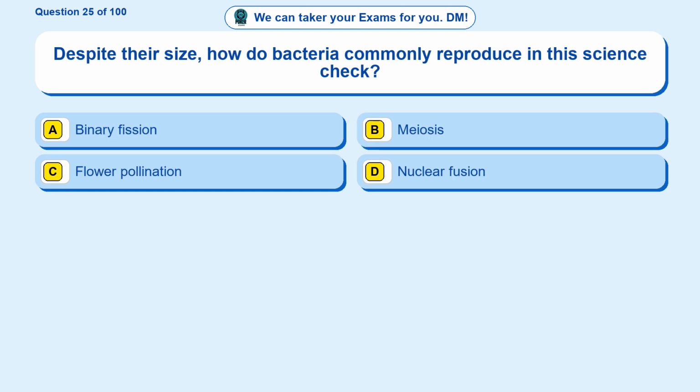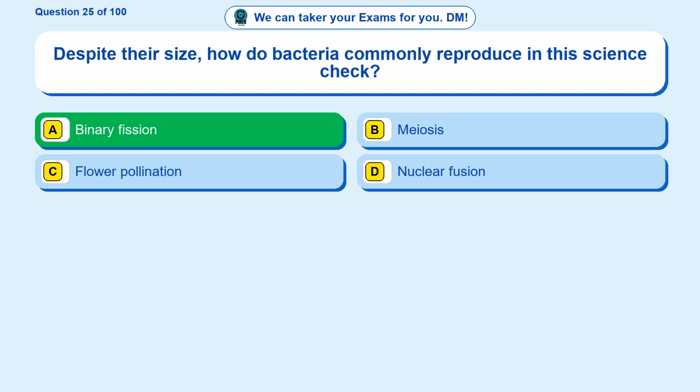Question 25. Despite their size, how do bacteria commonly reproduce in the science check? Option A, binary fission. Option B, meiosis. Option C, flower pollination. Option D, nuclear fusion. The correct answer is option A.